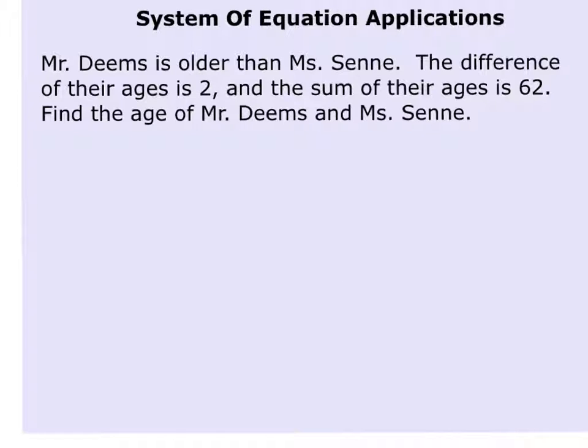The first thing I do is assign variables. I'm going to say Mr. Deems is X and Miss Senny will be Y. Then I'm going to write my equation. So the difference of their ages is 2, so we will do Y minus X equals 2. Please note that I'm kind of guessing that Miss Senny is older than Mr. Deems. I'm not sure. The difference of their ages is 2.